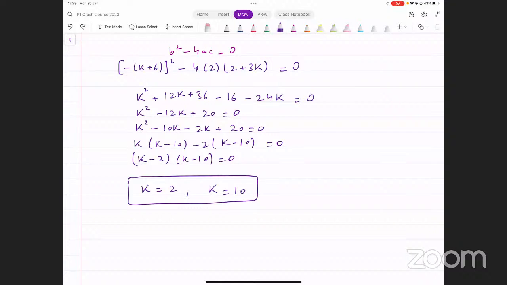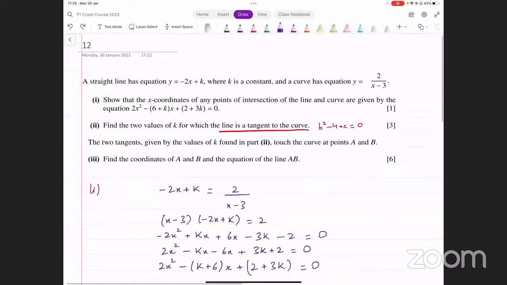Now let's quickly have a look at the last part of this. It says find the coordinates of A and B and the equation of the line AB. Okay, but before this, we've got some information given. It says the two tangents given by the two values of k found in part 2 touch the curve at points A and B.